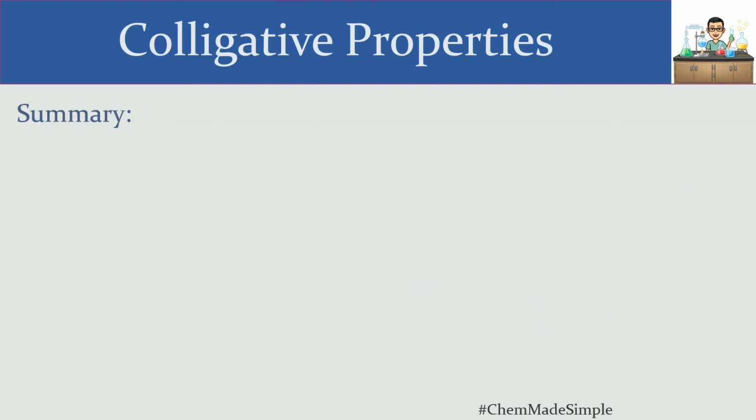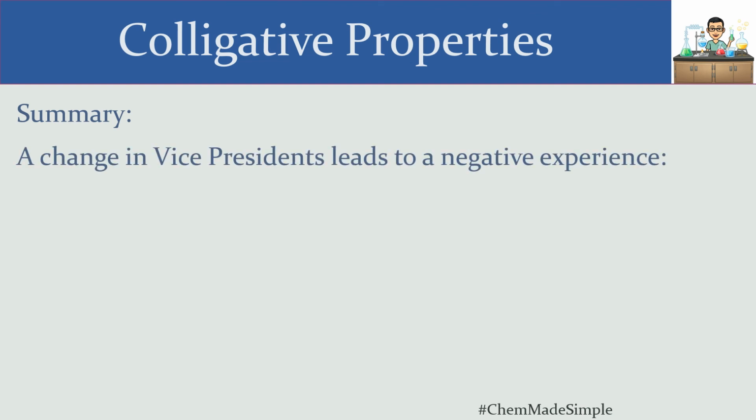So to summarize, here's what we got. A change in vapor pressure leads to a negative experience. Oh yeah, that was relevant. I wasn't talking nonsense at the beginning. If you take a look at the equation for vapor pressure depression, that's how it looks. A change in vapor pressure (ΔP) leads to a negative XP, negative experience. Remember that pi term that I was talking about? Pi equals iMRT. That's the osmotic pressure equation.